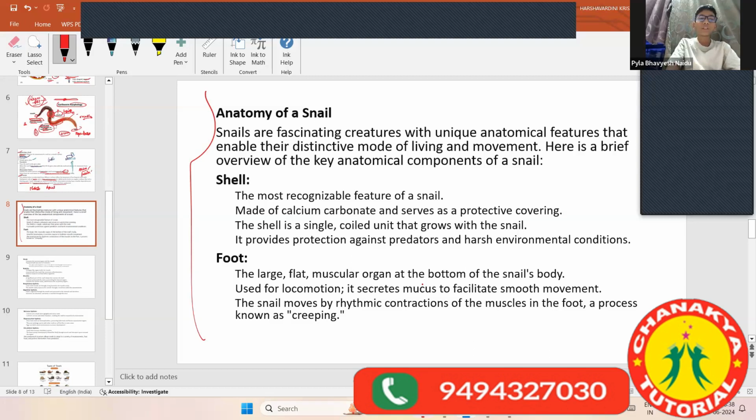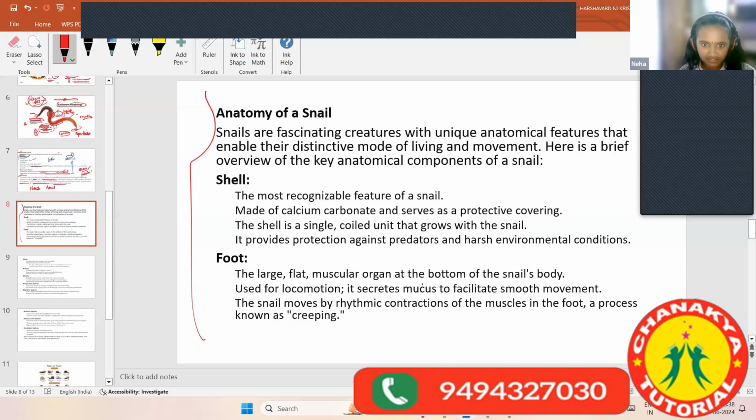Foot. A large, flat, muscular organ at the bottom. Neha, read it. Okay. The large, flat, muscular organ at the bottom of the snail's body. Used for locomotion, it secretes mucus to facilitate smooth movement. The snail moves by rhythmic contractions of the muscles in the foot, a process known as creeping.